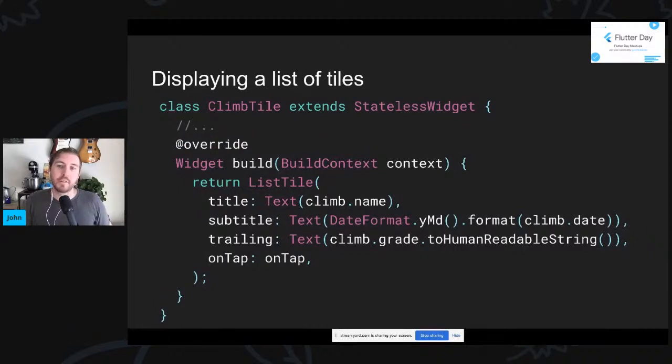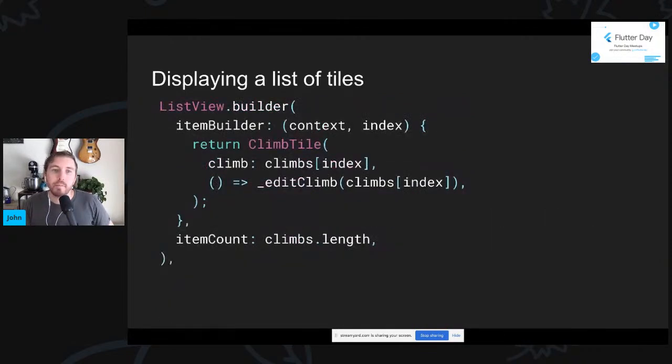And we'll just use a list tile for this. Don't worry about the details here. I'm just using the intl package to format the date to a string and also show the human readable grade. And so we'll build this using a list view builder. What's nice about list view builder is if you have hundreds and hundreds of list tiles, for example, in this case, climb tiles, what Flutter does is it virtualizes those for you.